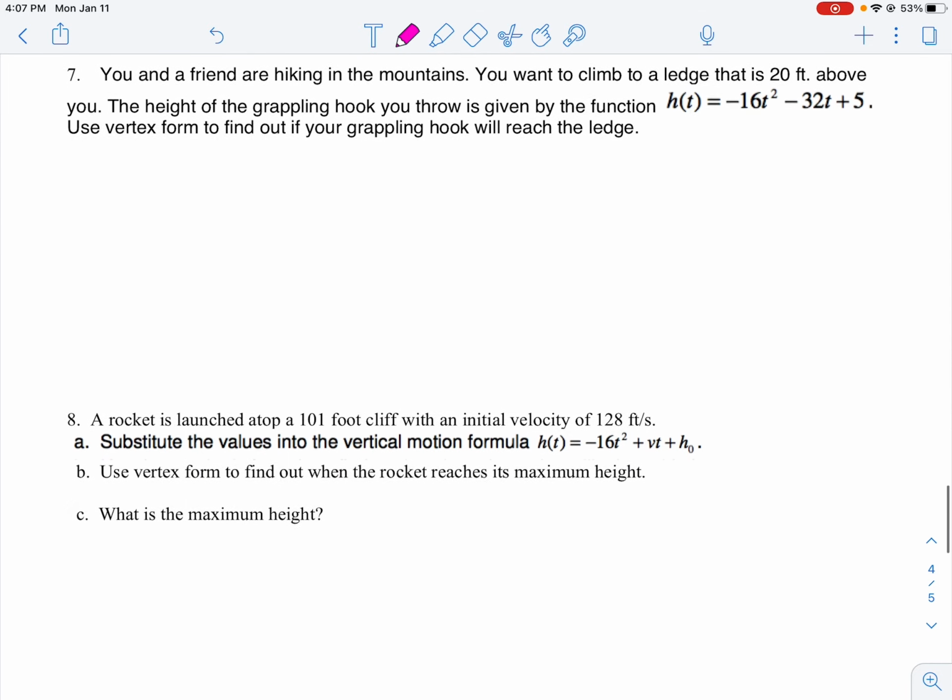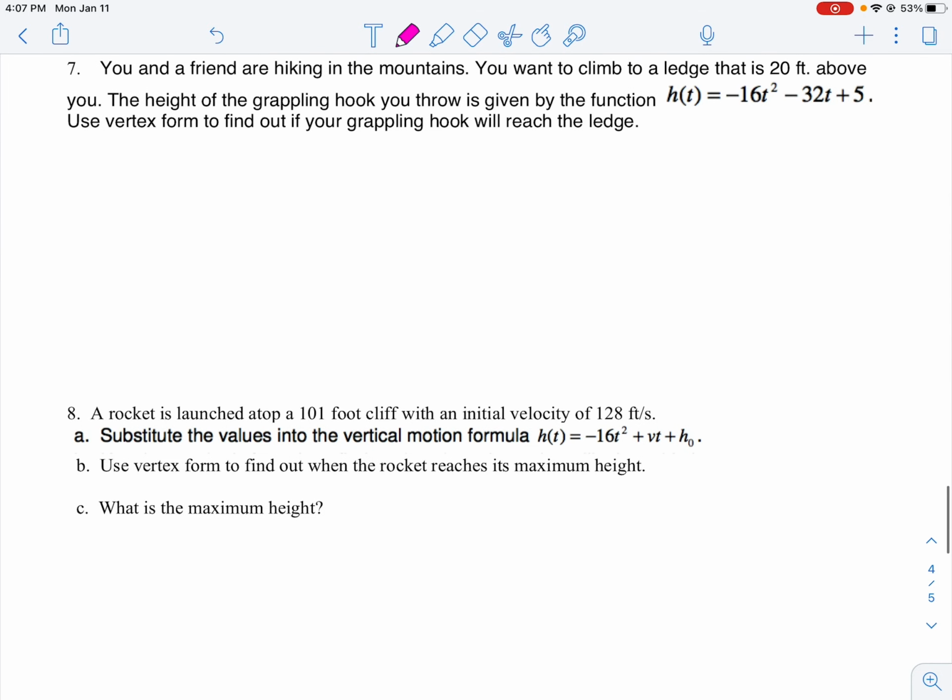Okay, let's take a look at number 7. You and a friend are hiking in the mountains. You want to climb a ledge that is 20 feet above. The height of your grappling hook is given by this function.